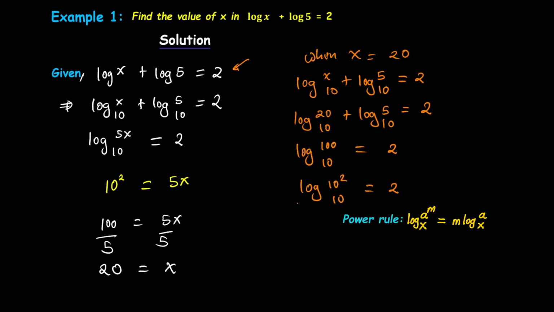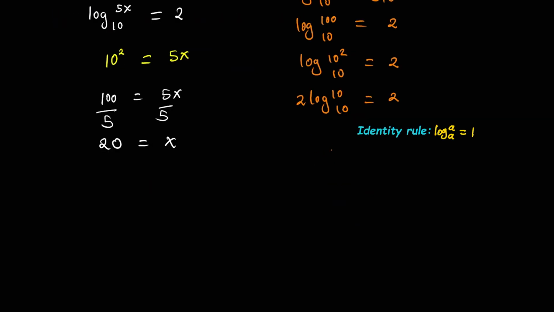And from the power rule, 2 will become a coefficient of this logarithm. So we will have 2 log of 10 to base 10 equals 2. And from the identity rule, log of 10 to base 10 is the same as 1. So we'll have 2 into 1 equals 2, which is the same as 2 equals 2. But since the left hand side equals the right hand side, therefore our value of x indeed equals 20.